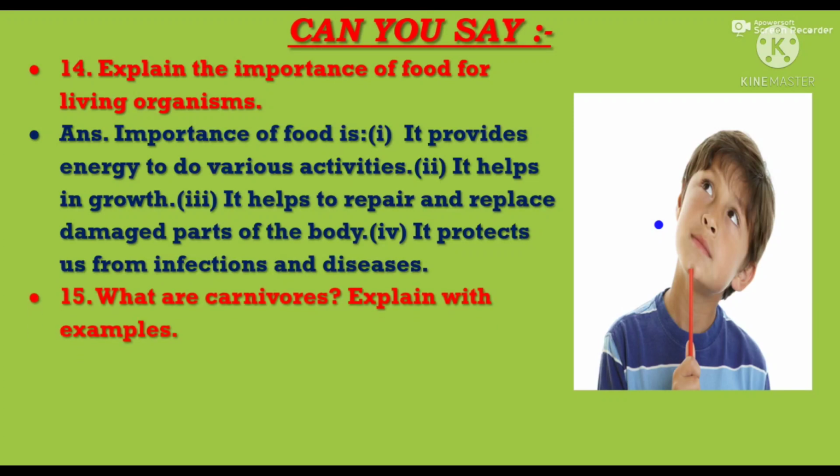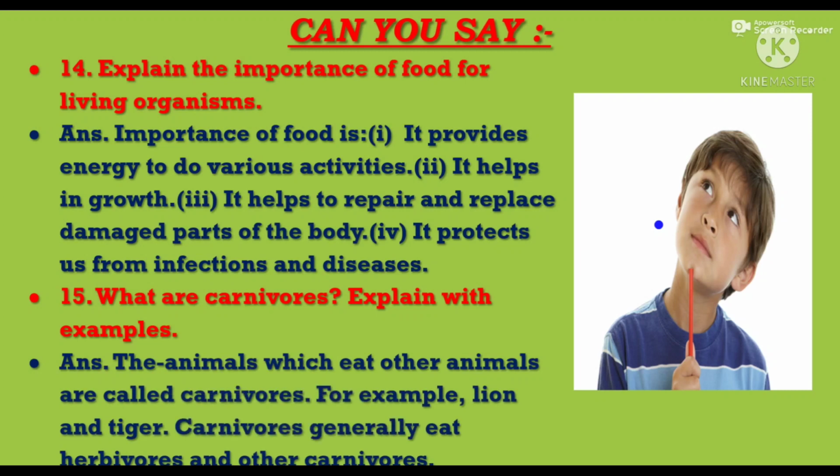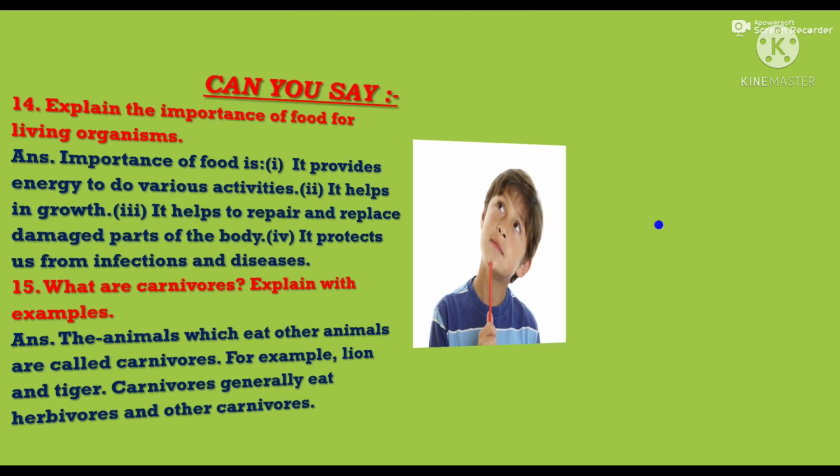Right, students? What are carnivores? Explain with example. Yes, we can say the animals which eat other animals are called carnivores. For example, lion and tiger. So carnivores generally eat herbivores and other carnivores. Right.